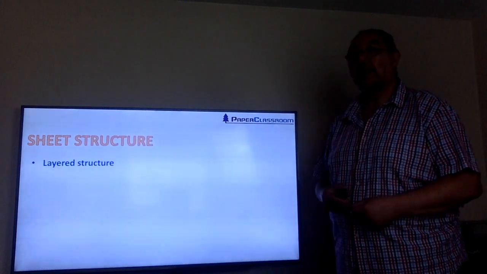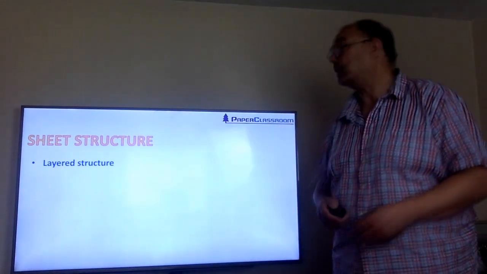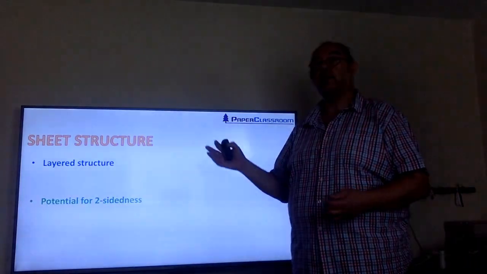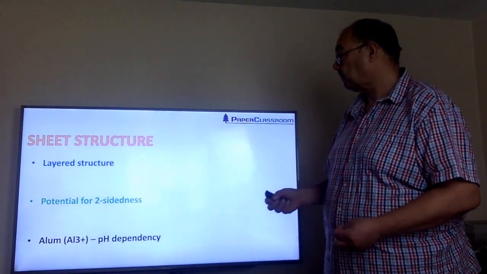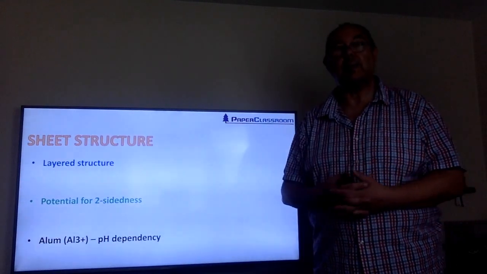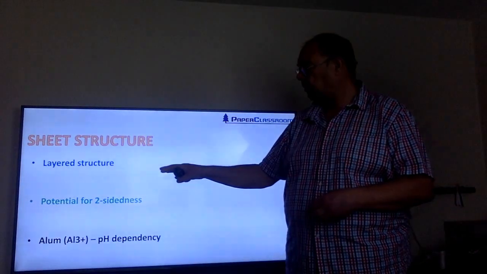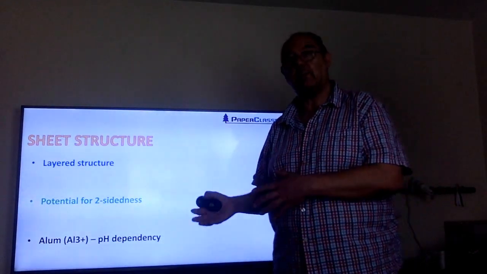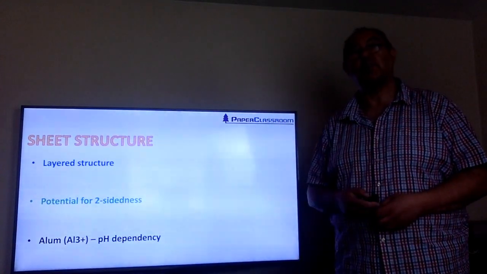So sheets have a layered structure because of the filtration mechanism, and because they have a layered structure there's a potential for two-sidedness in the sheet. One of the chemicals that we use sometimes is aluminium sulfate, and the way in which alum works depends on pH. Sometimes it works one way at higher pHs, it works in an entirely different way at lower pHs, so it's useful to have a look at that as well.